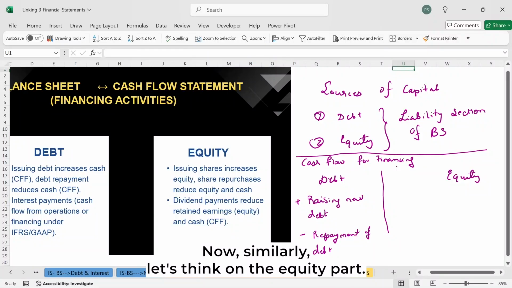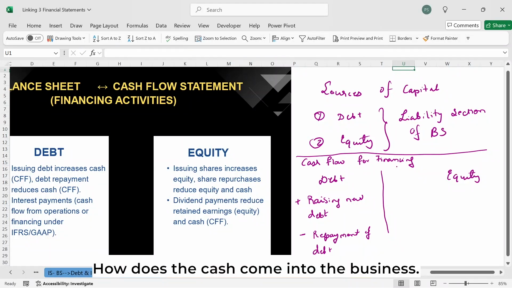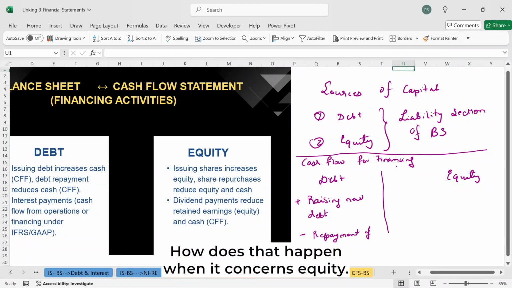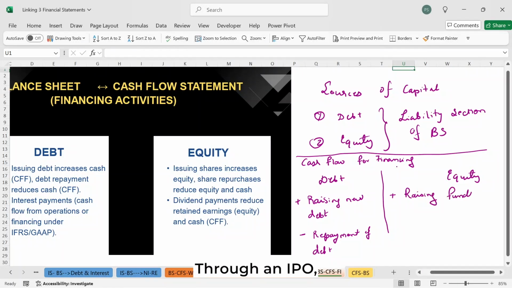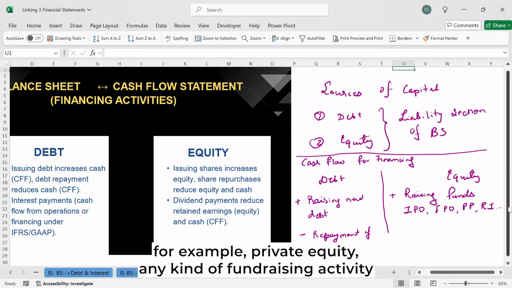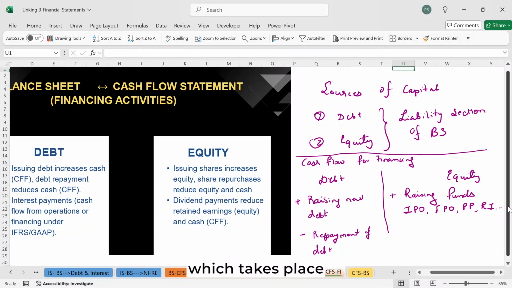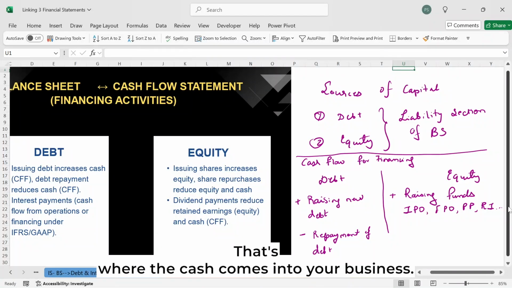Now, similarly, let's think about the equity part. How does money come into the business when it comes to equity? How does the cash come into the business? Cash inflow, how does that happen when it concerns equity? So it's simple. If the company is raising funds through an IPO, FPO, private placements, rights issue, or any kind of fundraising activity, for example private equity, where the owners of the company are diluting their stake in exchange for cash, that's where the cash comes into your business.